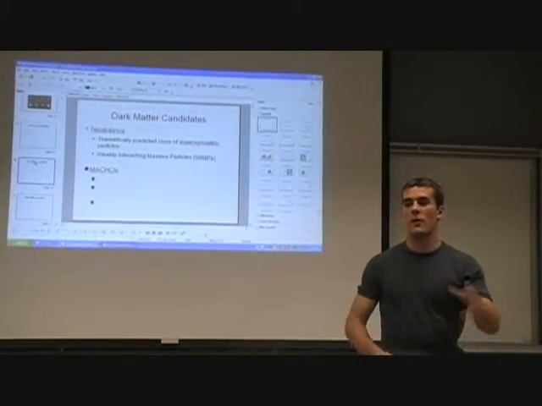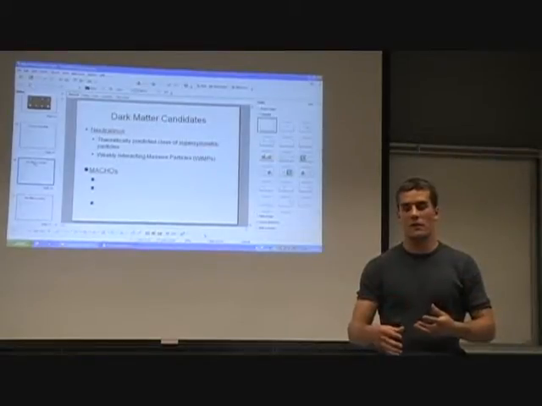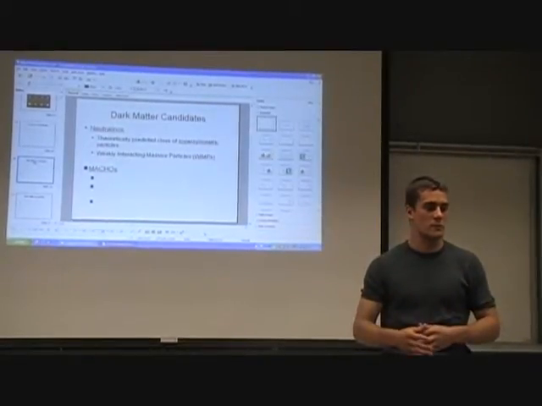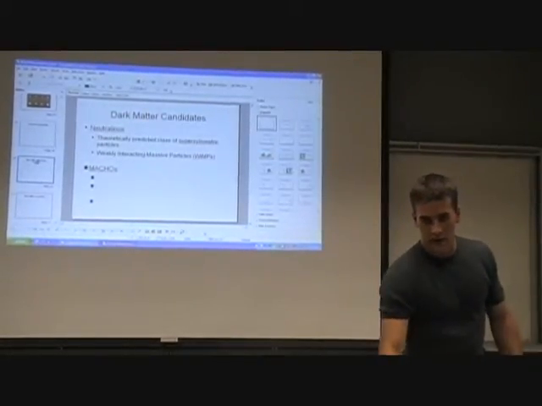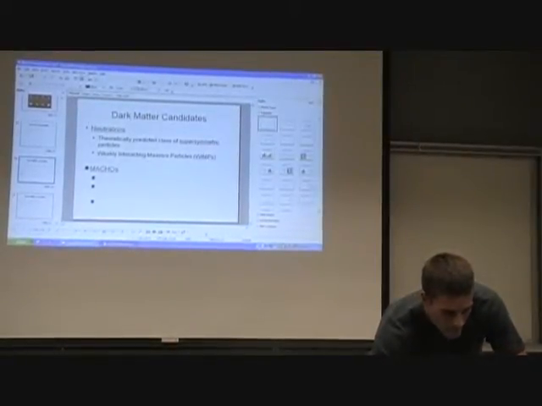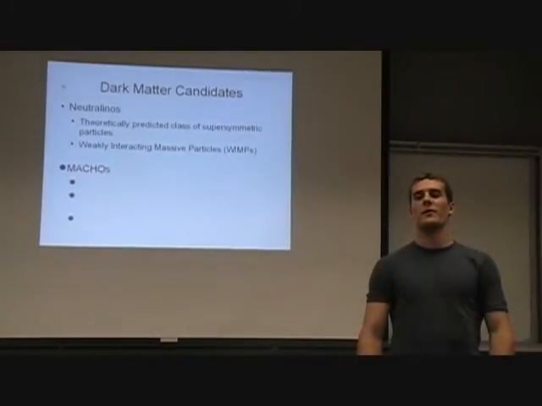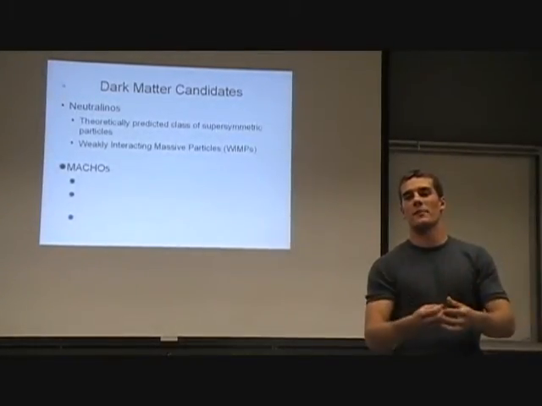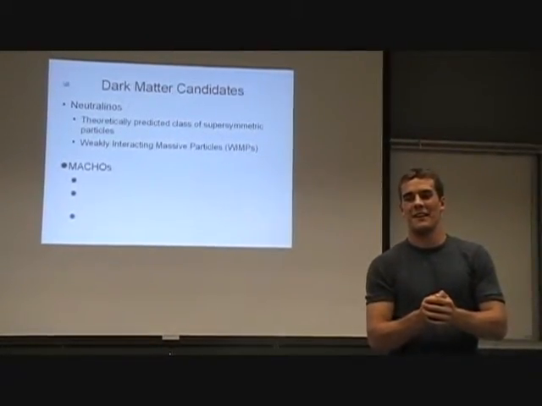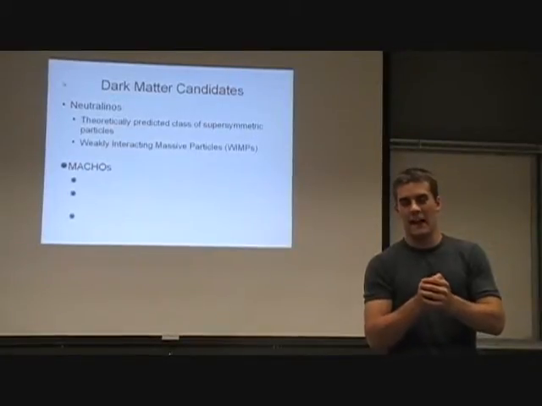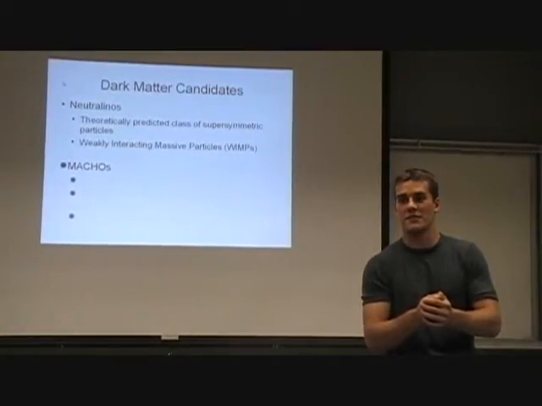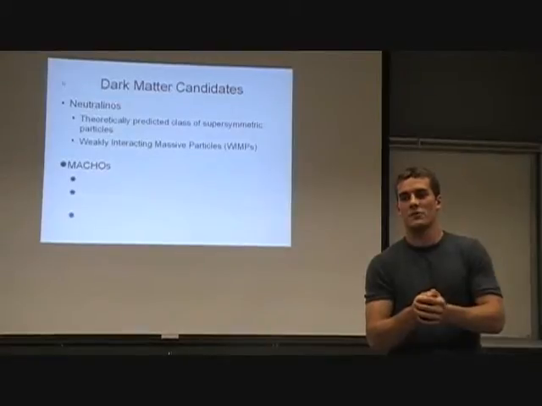So definitely MACHOs, possibly a lot, but it's still not enough to explain all the dark matter effects. And then, what's a weakly interacting massive particle? It is a neutrino or SUSY particle, or basically some type of particle that has mass, so it interacts gravitationally, but not electromagnetically.